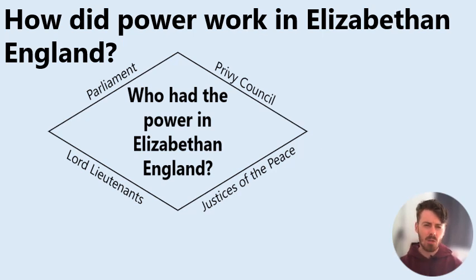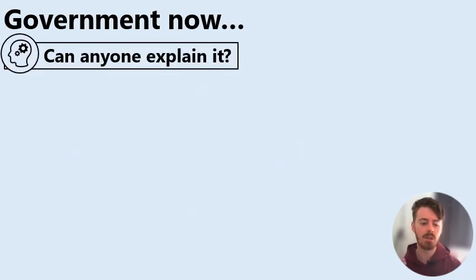So now we've got to talk about how power works in Elizabethan England. How does the system of government actually work when there is a king or queen, in this case, in charge of the whole system? Let's compare governments and think about what the actual differences between them are. I'm going to start by talking about how the government works nowadays.